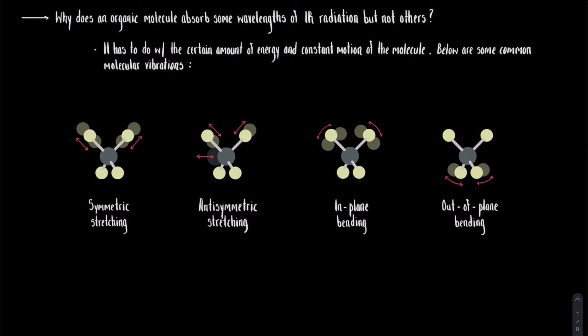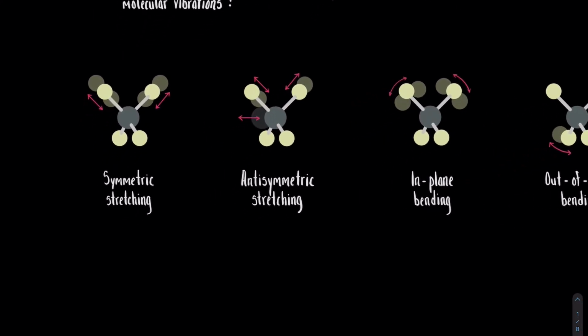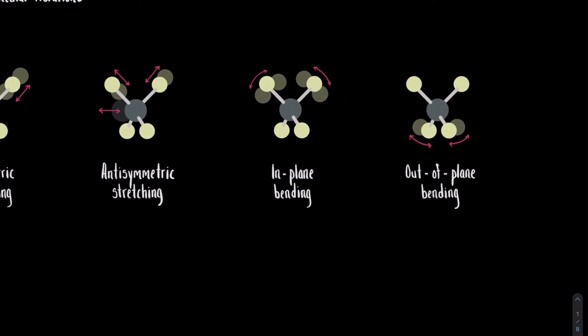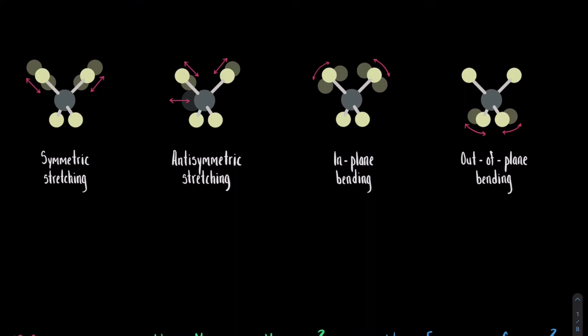So why does an organic molecule absorb some wavelengths of IR but not others? All molecules have a certain amount of energy and are in constant motion. Their bonds stretch and contract. Some atoms move in a back and forth direction. That's where we get the symmetric stretching and anti-symmetric stretching. The amount of energy that a molecule contains is not continuously variable, but is instead quantized. This means that a molecule can stretch or bend only at specific frequencies, corresponding to specific energy levels.